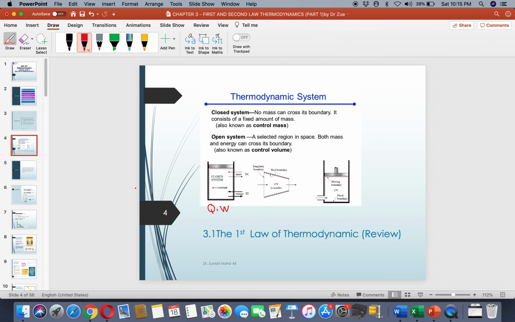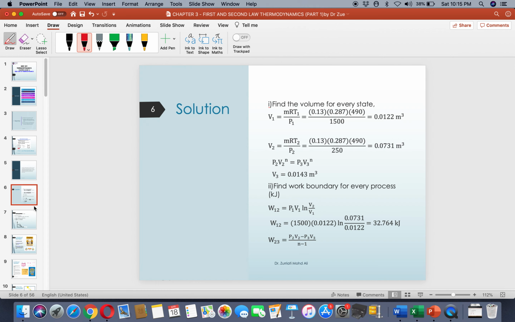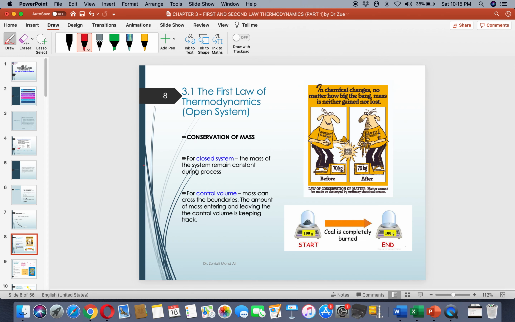Okay, next we go to example 1. Example 1, I will show you the solution in another video clip. Then we go straight to slide number 8, which is about the first law of thermodynamics for open system. Okay, as I mentioned in my previous slide, in an open system mass can cross the boundary as well as energy. Energy is Q and W.